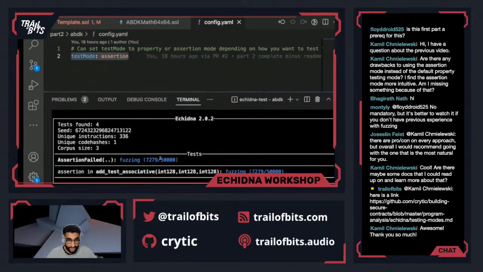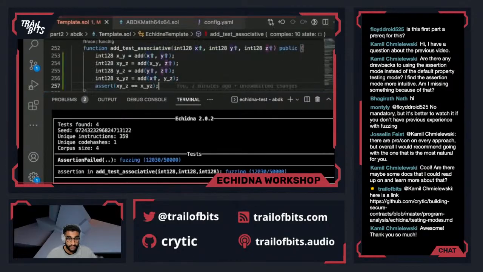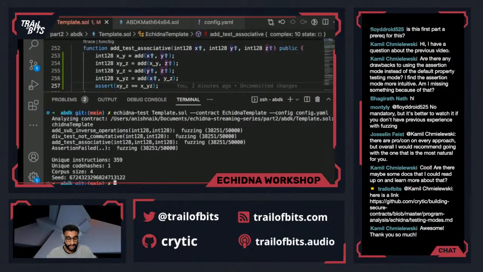Okay, so the associative function test is running. It looks like it's running for a little bit. Great. Looks like the addition function is complying with the associative property of addition. So can we make the conclusion that the addition function works as expected?